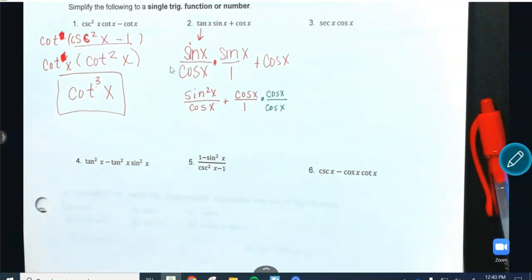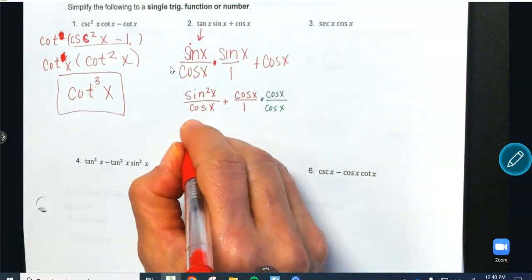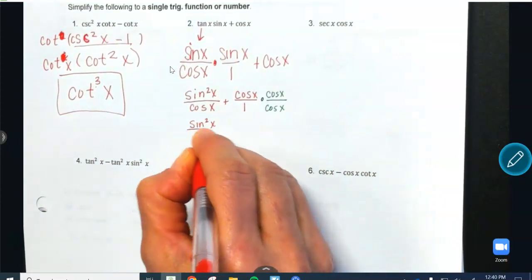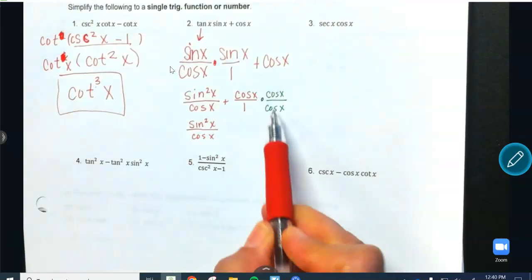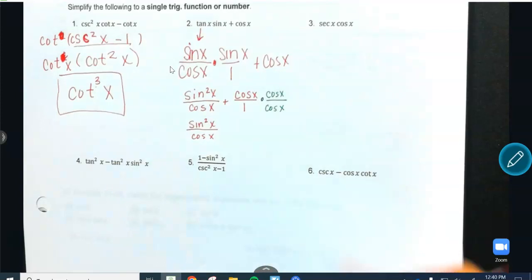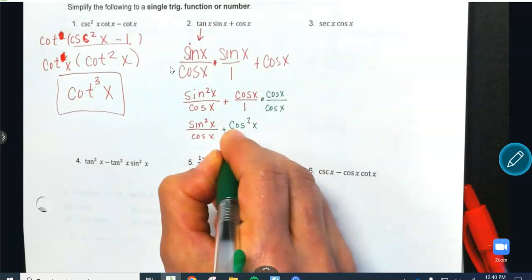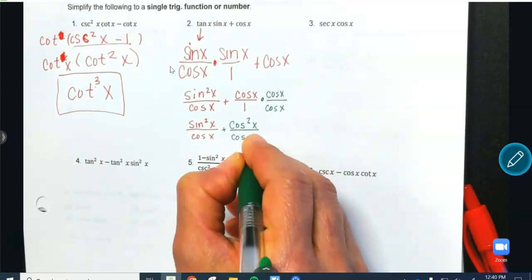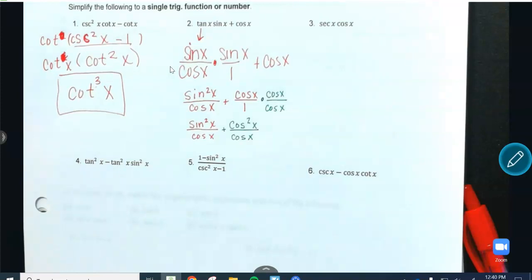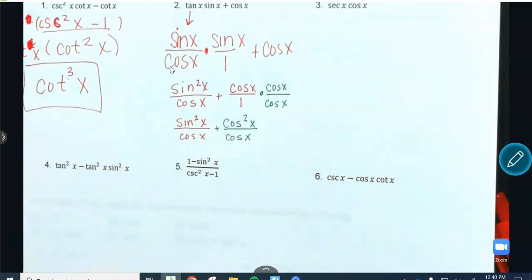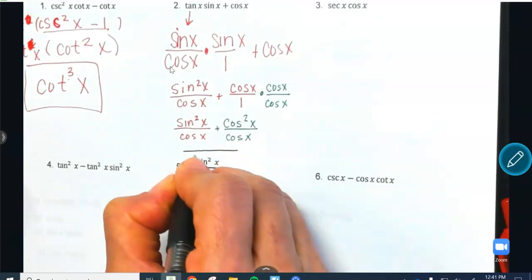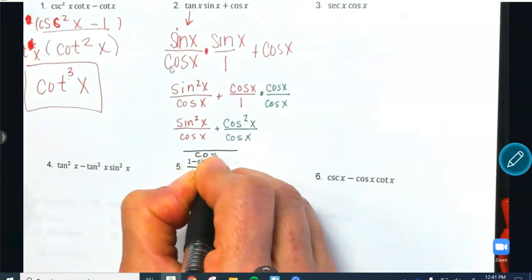Now, let's start cleaning it up. There's nothing I can do with this. I'm just going to recopy sine squared x over cosine x. But I can certainly clean up this part. This turns into this. Once you get a common denominator, you need to write it as a single fraction. So now, the next line of my work is going to be a single fraction with that common denominator.